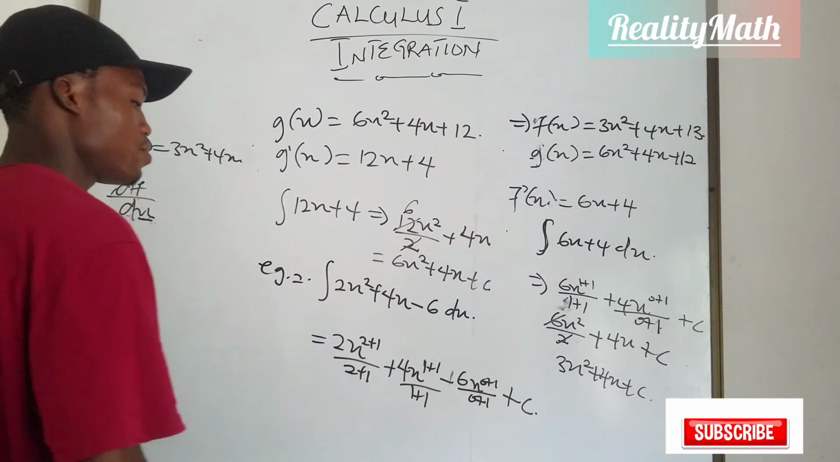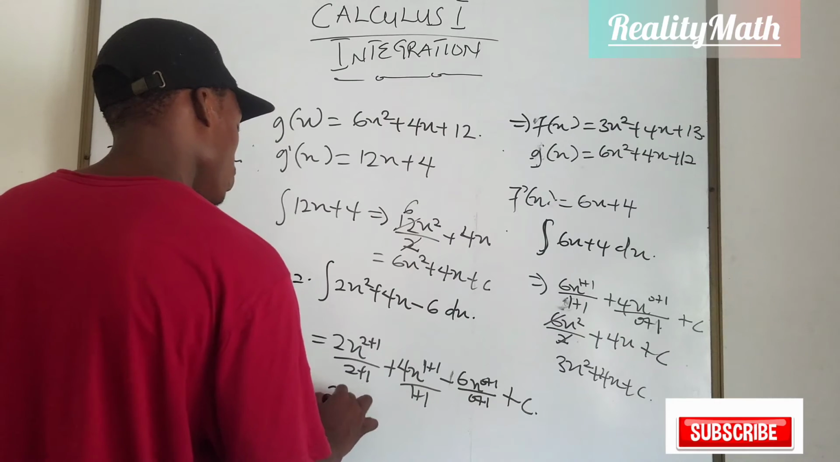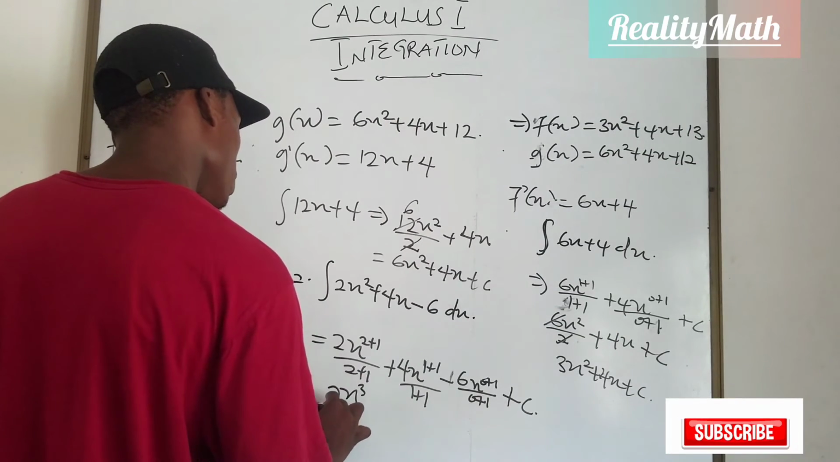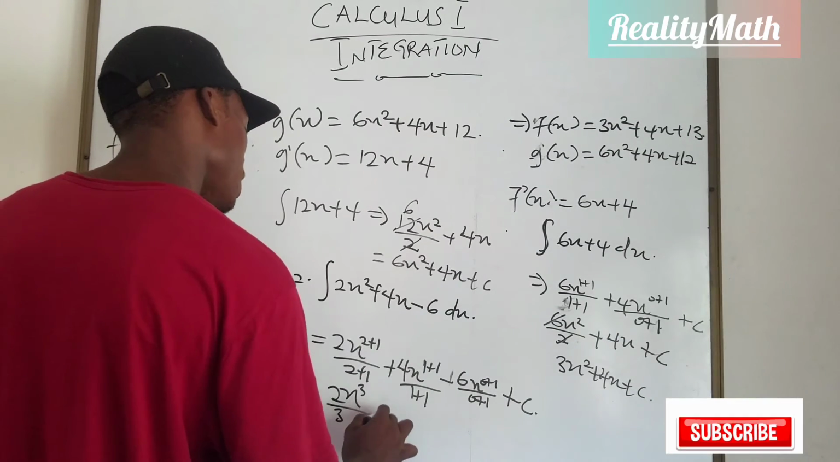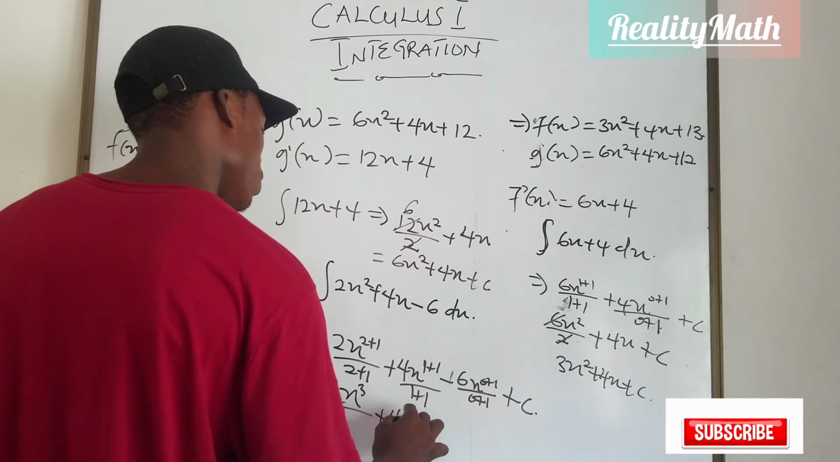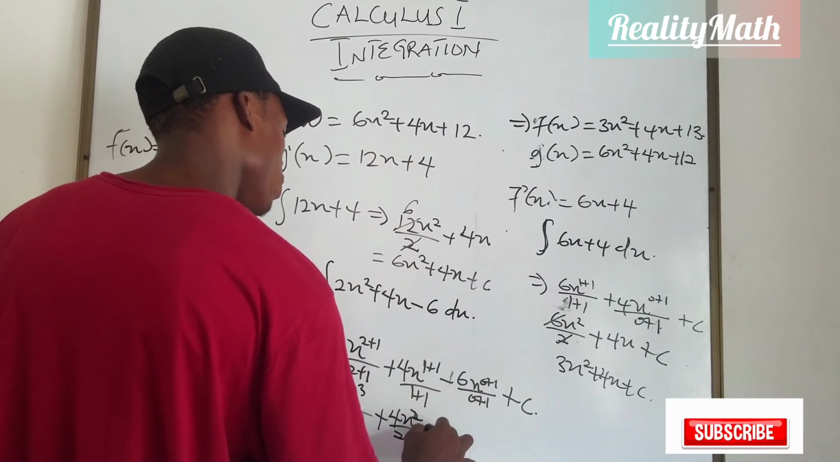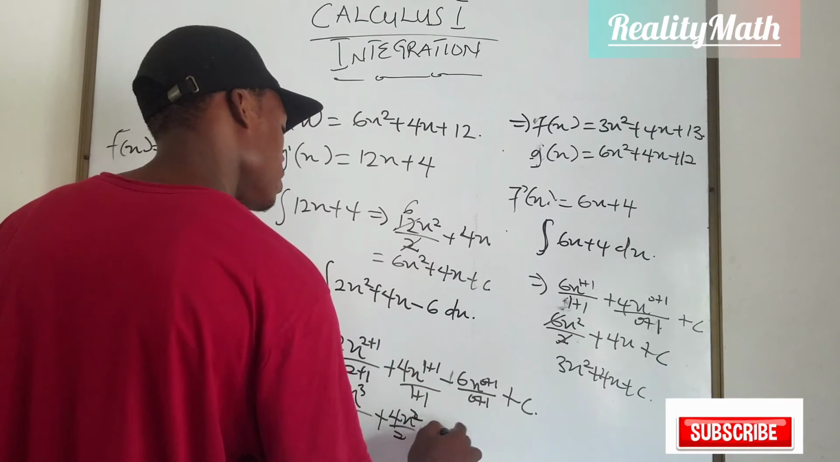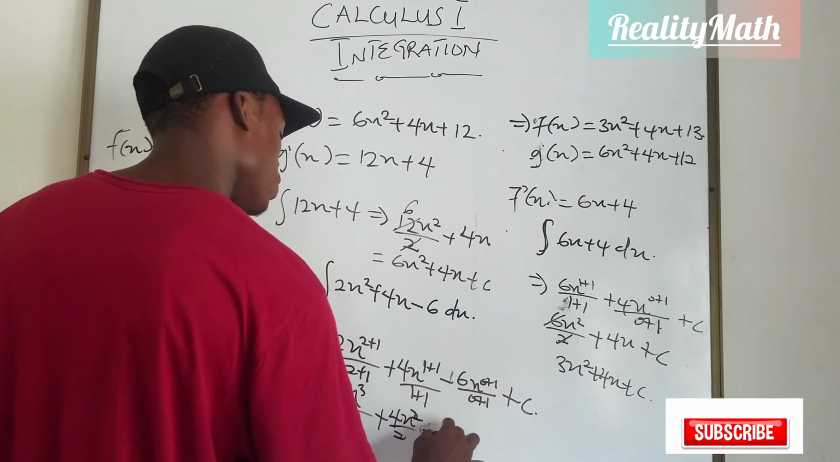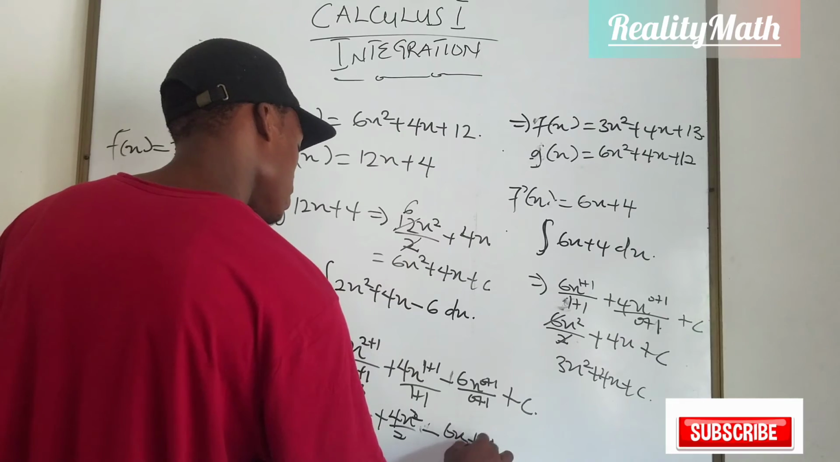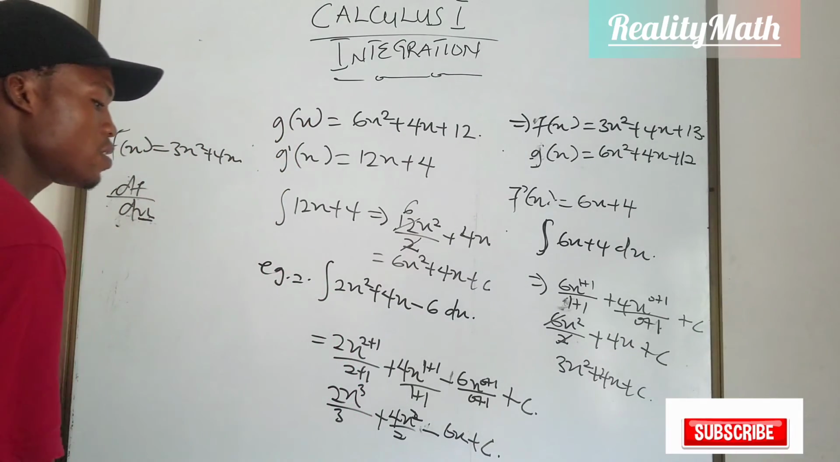Alright, so what do we have? It is going to be 2x to the power 3 all over 3 plus 4x squared all over 2. Sorry, this is minus 1, so it's going to be minus 6x plus some constant c.